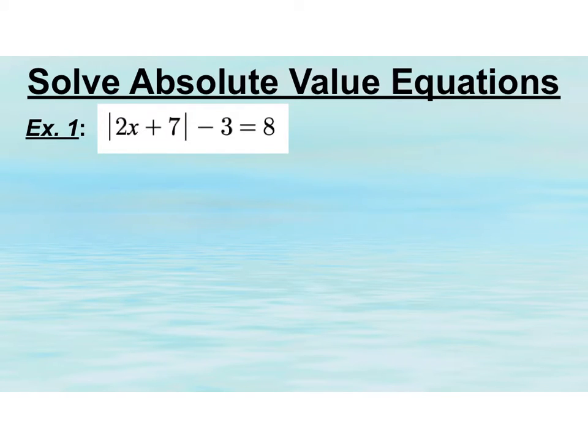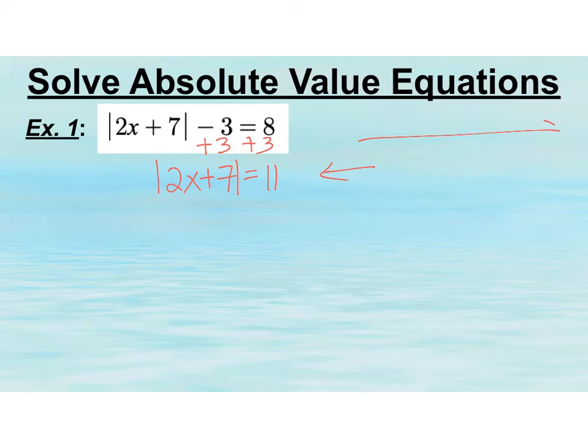So here we have an absolute value equation. We want to get the absolute value bars all by itself. So I'm going to add 3 to both sides. I have the absolute value of 2x plus 7 equals 11. Once you get the absolute value bars by itself, that's when you want to set it equal to the positive and negative value of that.